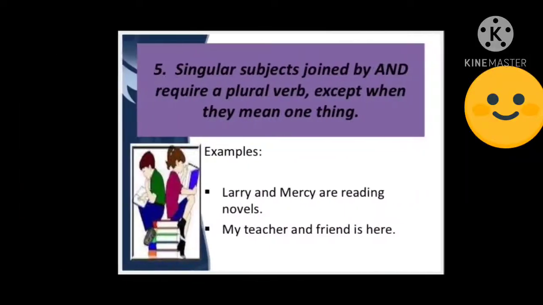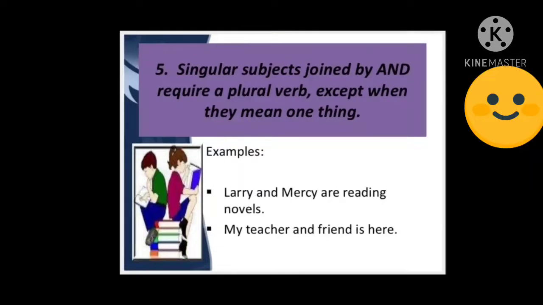Okay, that's rule number 5. Singular subjects joined by and require a plural verb except when they mean one thing. Usually when two subjects are joined by the conjunction and, we use a plural verb. But if the two subjects convey a unique idea or one and the same meaning, then we may go with singular. For example, Larry and Mercy, two persons connected by the conjunction and. So, the general rule says when two subjects are connected by and, use a plural verb. The verb must be plural.